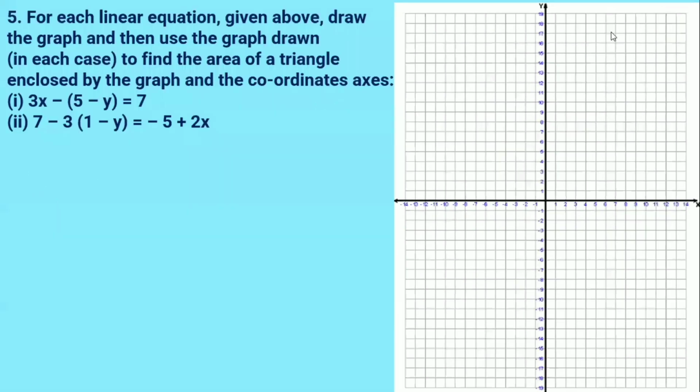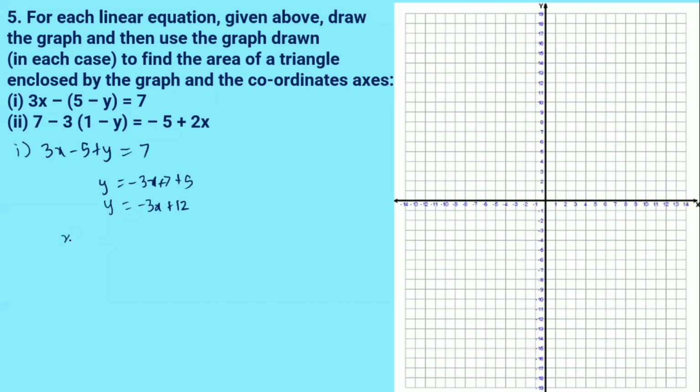Got it? For each linear equation below, draw the graph and then use the graph drawn in each case to find the area of the triangle enclosed by the graph and the coordinate axes. Okay, so let us start with the first one. We simplify this. So we get 3x minus 5 plus y is equal to 7. So y is equal to minus 3x, minus 5 goes here and becomes plus 7 plus 5. So you get y is equal to minus 3x plus 12.